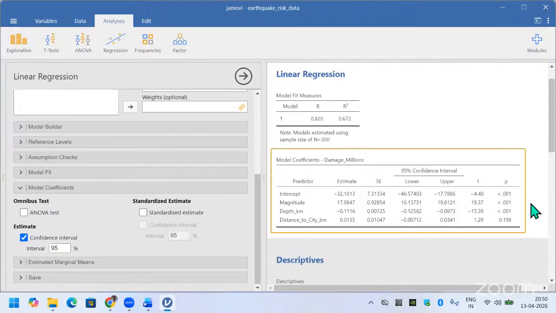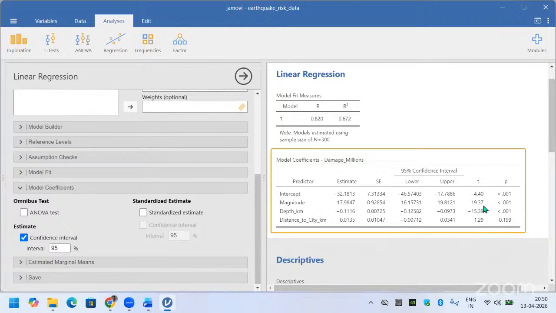So whenever I get negative, negative, it is impacting. Positive, positive, it is impacting. Negative, negative, impacting. Negative, positive, not impacting. Similarly, positive, negative also not impacting. The lower and upper should be only on one side, either the positive side or the negative side. Then it is going to be a significant impacting variable.